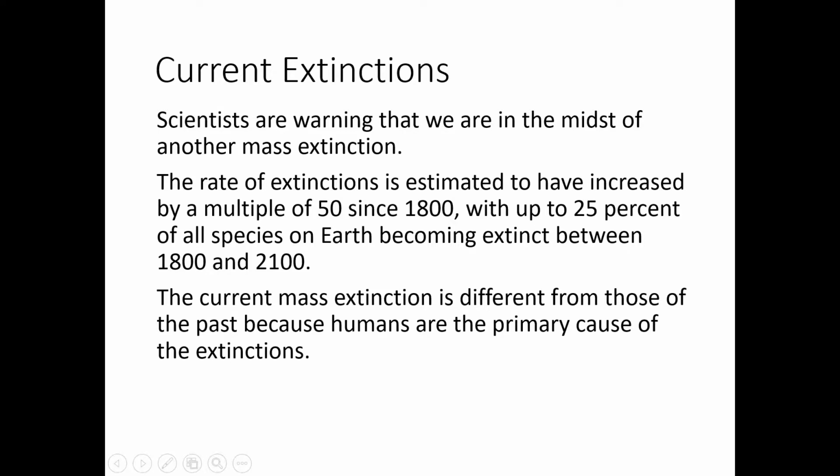And right now, scientists are warning that we're in the middle of a mass extinction, where the rate of extinctions has increased by a multiple of 50 since 1800, with up to 25% of all species on Earth potentially becoming extinct by 2100. So between 1800 and 2100, up to a quarter of all species on Earth could become extinct. Obviously 1800's already happened, so we're in the middle of this process where we're not up to 25% yet, but we've certainly had a large amount of species on Earth become extinct due to human causes.